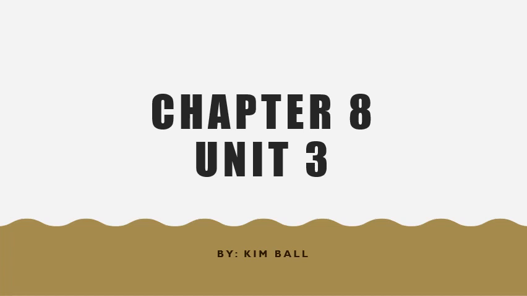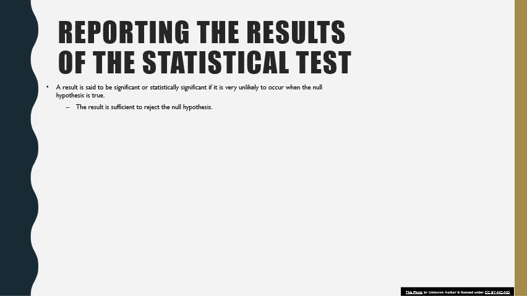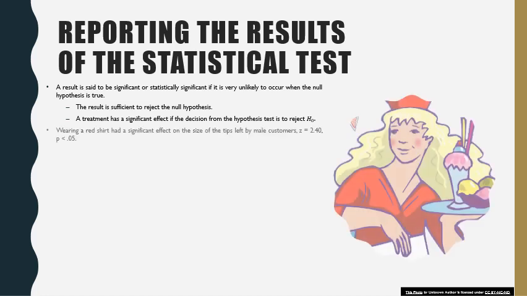Chapter 8, Unit 3. Let's talk about reporting the results of a statistical test. A result is said to be significant or statistically significant if it is very unlikely to occur when the null hypothesis is true. In this case, the result is sufficient to reject the null hypothesis. A treatment has a significant effect if the decision from the hypothesis test is to reject the null.